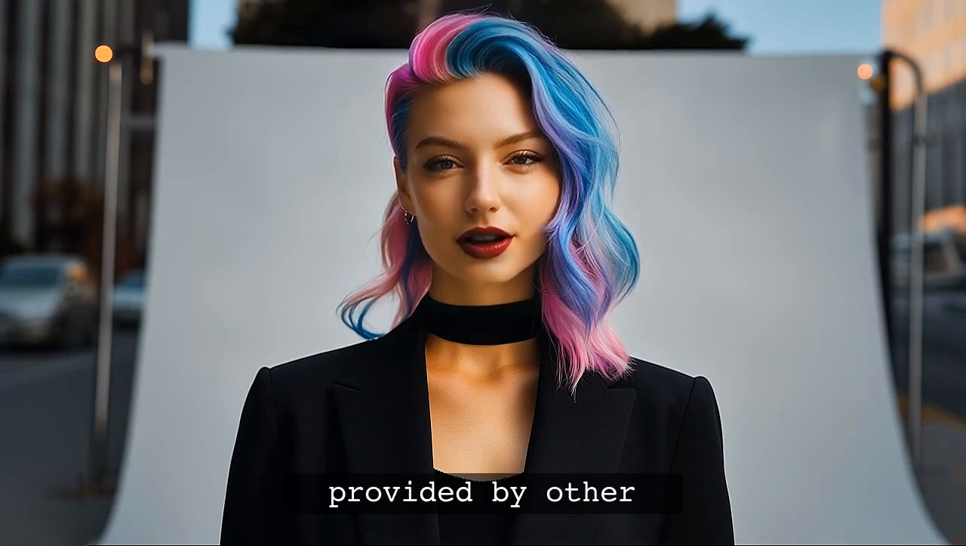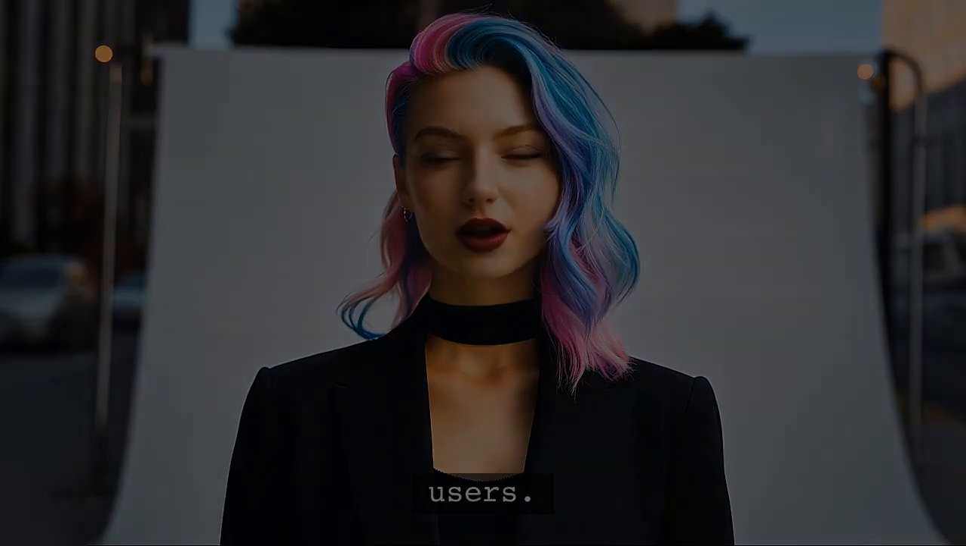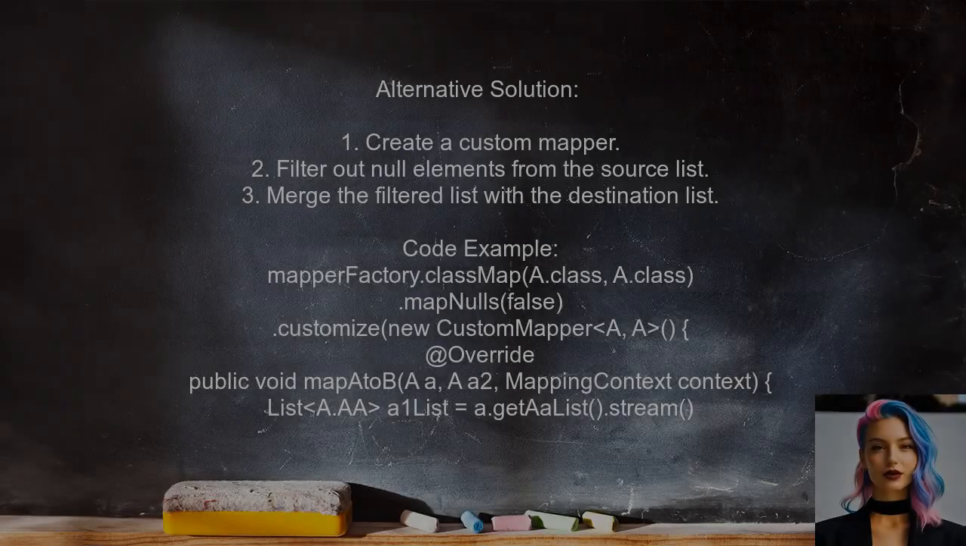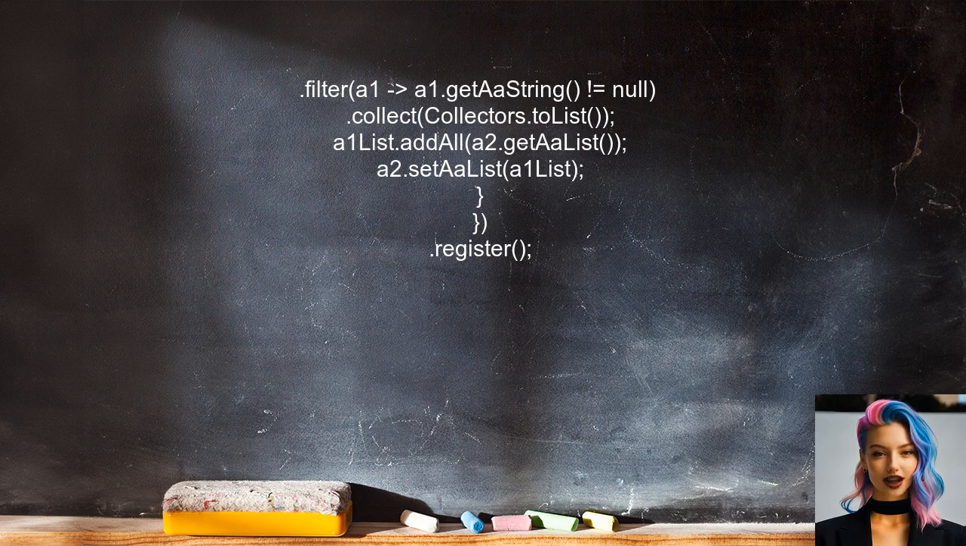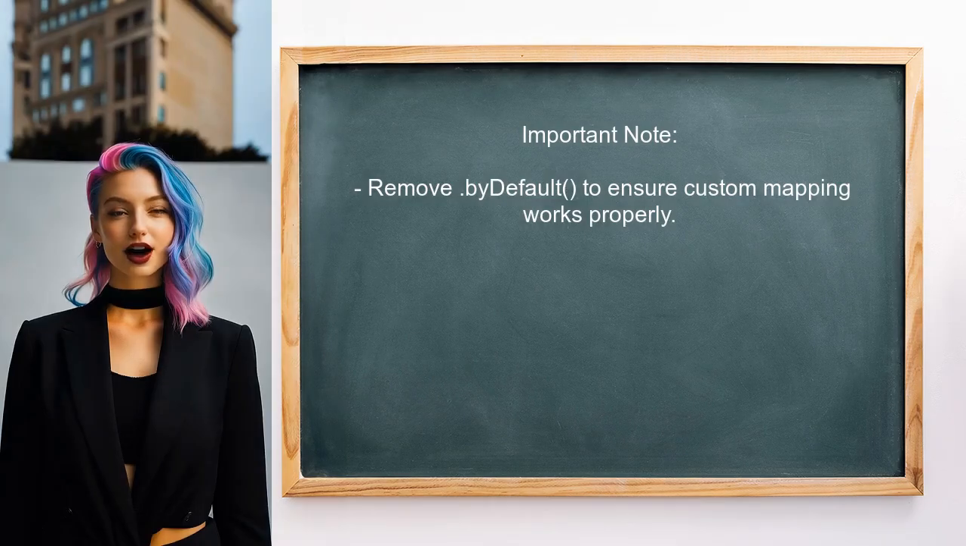Now let's look at the answers provided by other users. An alternative solution provided by a user involves modifying the mapping configuration in Orika. They suggest creating a custom mapper that filters out null elements from the source list before merging it with the destination list. They also note that the default mapping behavior should be disabled by removing the byDefault method to ensure the custom logic is applied correctly.